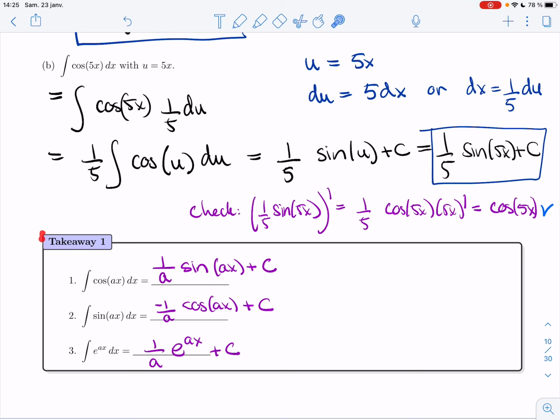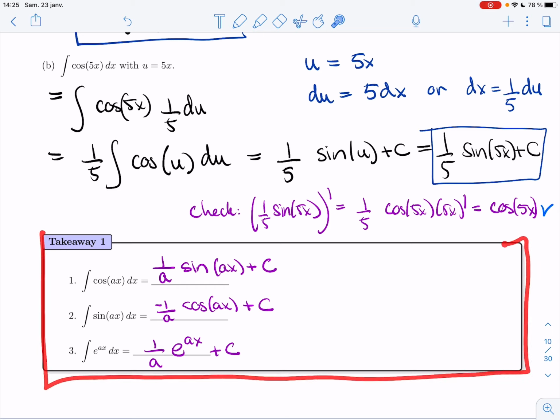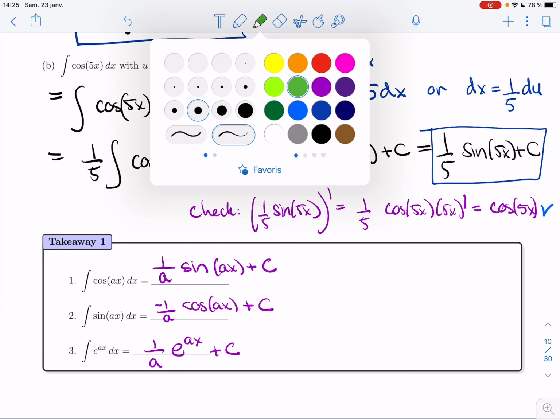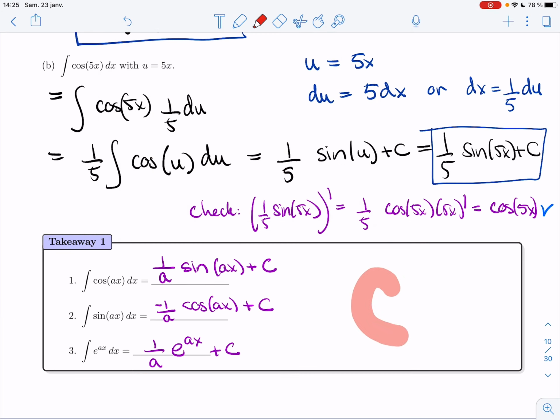All right, so I put this in the takeaway because we're going to use this tons and tons and tons in the section on integration by parts. So I would recommend that you learn these by heart. Let me put it in. I recommend that you learn these by heart because you'll need it so much.